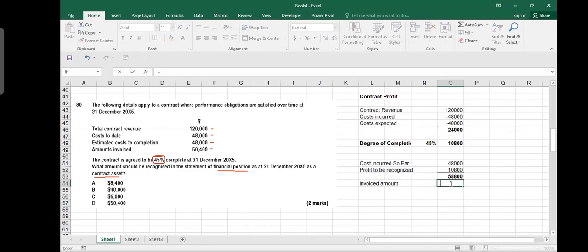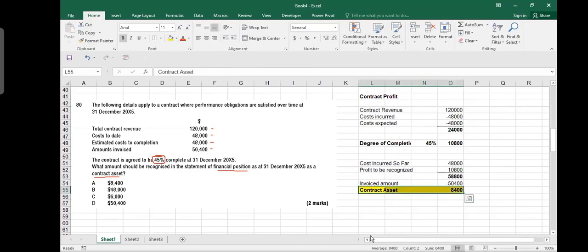So here minus 50,400, and the difference of this is the uninvoiced amount, 8,400, or you can call it 8.4 million. This is your contract asset. I repeat it again, contract asset is that amount which you have already earned or worked, but you have not invoiced. So the total value of work done or the amount which you are expecting is 58.